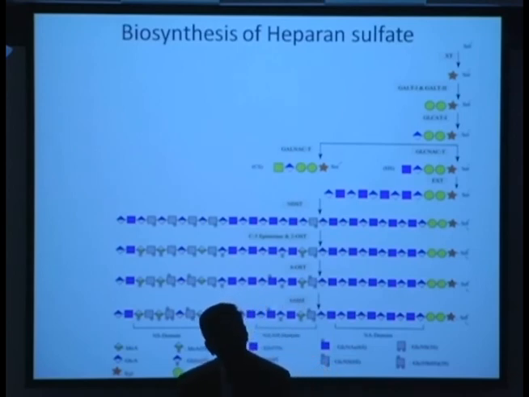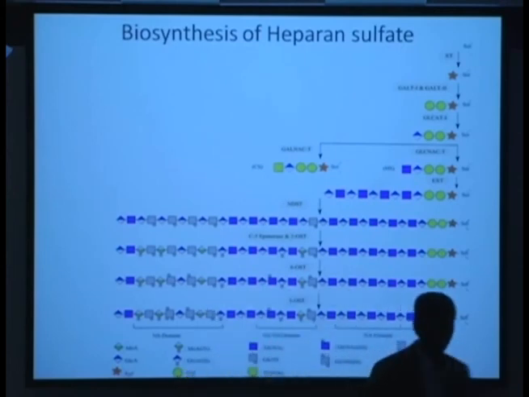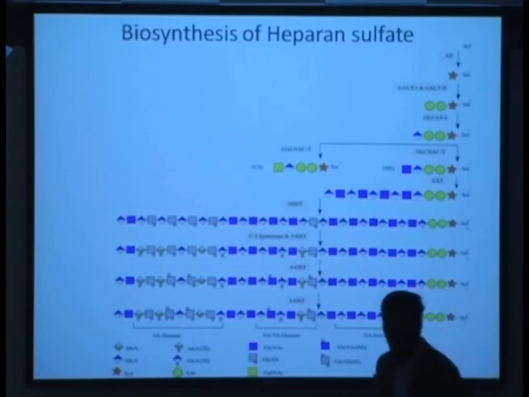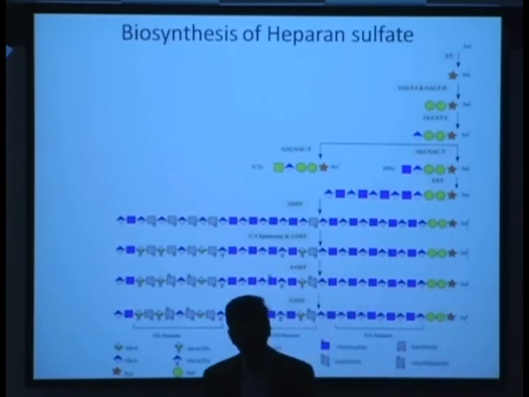Yes? Can you have the synthesis of heparan sulfate and the other one on the same protein? So the question is, on the same protein, can you add both heparan sulfate and chondroitin sulfate? Yes. In some core proteins, we can add both heparan sulfate and chondroitin sulfate. For example, syndecan has both heparan sulfate and chondroitin sulfate.